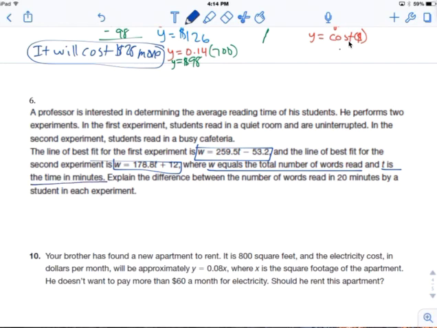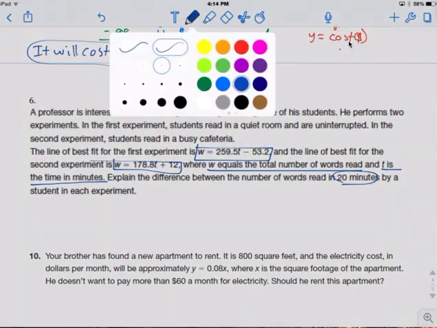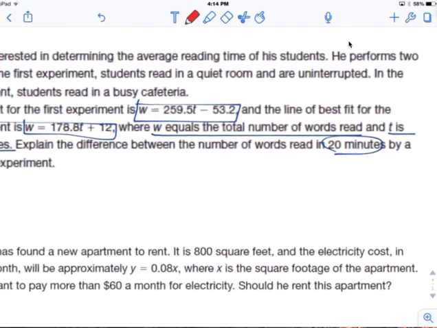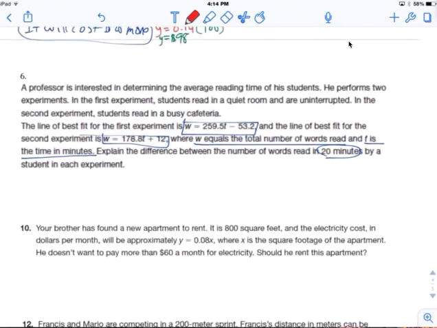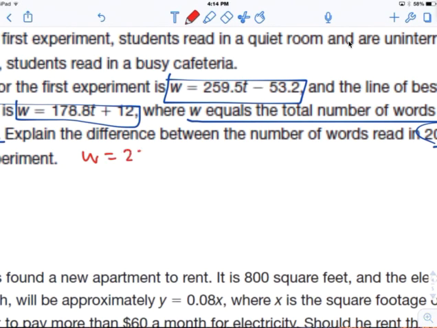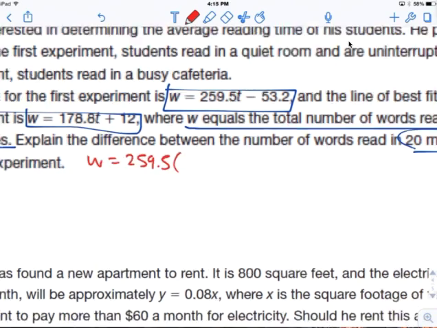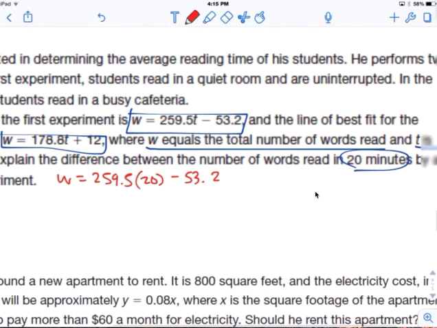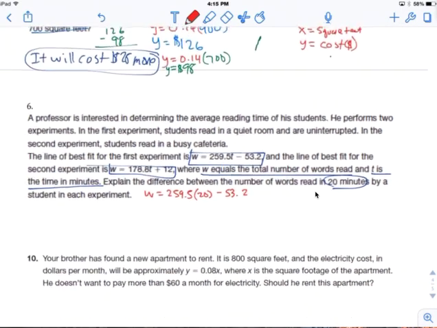Okay. Explain the difference between the two numbers read in 20 minutes in both. Okay, 20 minutes. Y equals the number of words read. We're explaining the difference of the two. First, the first experiment is W equals 259.5 times 20 minutes minus 53.2. T is the time in minutes, I assume, right? Did it say time in minutes?